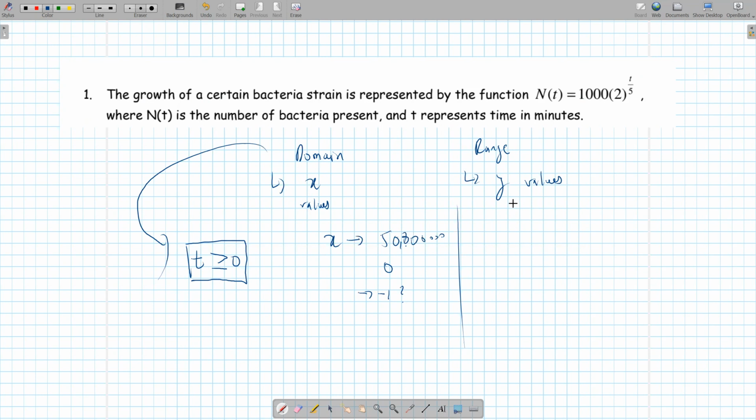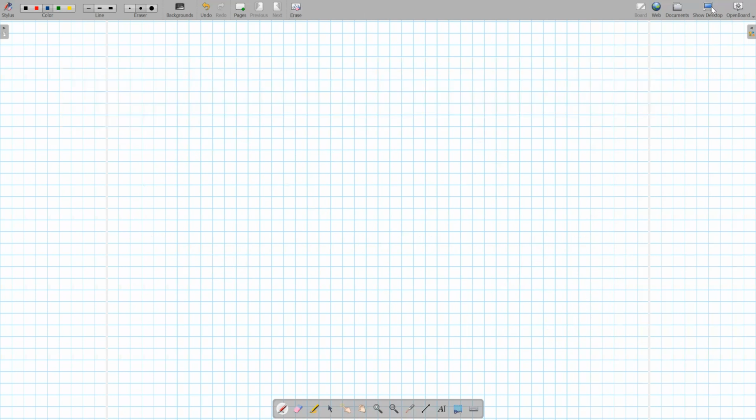Now, similarly, we're going to ask questions about the range. Again, remember, range is the number of bacteria. Can it be 0? No, it cannot be. Why can't it be 0? Because initially, we already have 1,000, right? Cannot be 0. Can it be 999? No, it cannot. We know it can be 1,000 and it can be anything greater than 1,000. So it's going to be n of t, that's the y variable, right? It's going to be greater than or equal to 1,000, and that's the range. You understand that? So that has to do with domain and range.